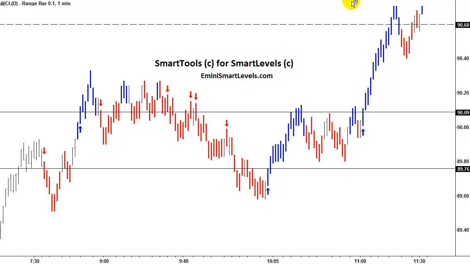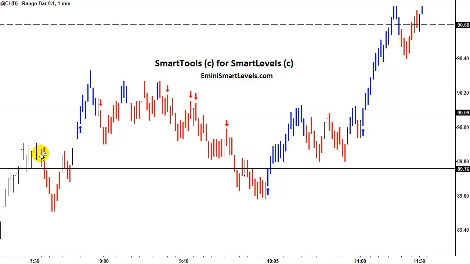Hello everyone, and welcome to this crude oil futures review using SmartTools for SmartLevels. The chart is the same range bar chart as yesterday, and as I stated in the Russell review earlier, there was news scheduled today at 10 a.m. Eastern. These black bars represent the end of the overnight trading activity.